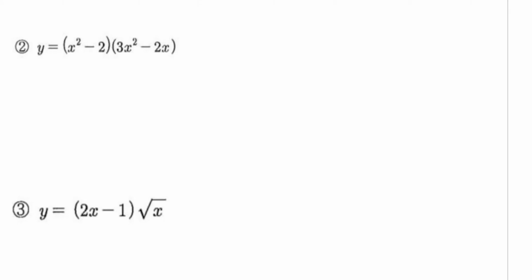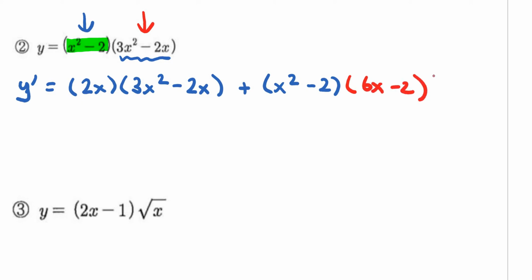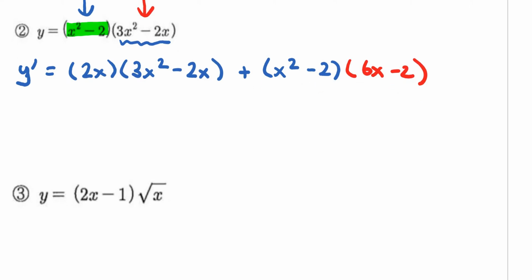And let's move on to question number 2. For question number 2, let's take the derivative of the first term. So that's going to be 2x times the second term, which is 3x squared minus 2x. And then plus the first term. Now the first term is simply going to be x squared minus 2. And then we take the derivative of the second term, and the derivative of the second term is going to be 6x minus 2. And that's your final answer. No need to simplify. Let's just move on.